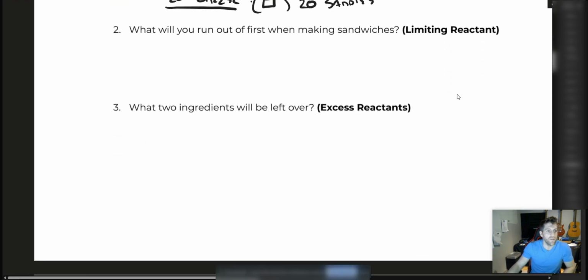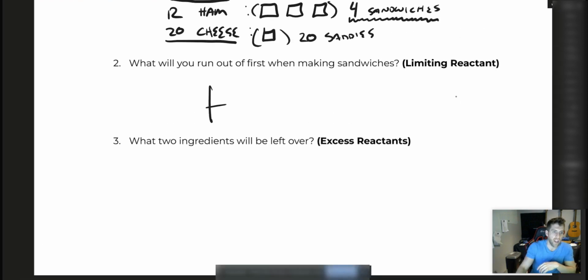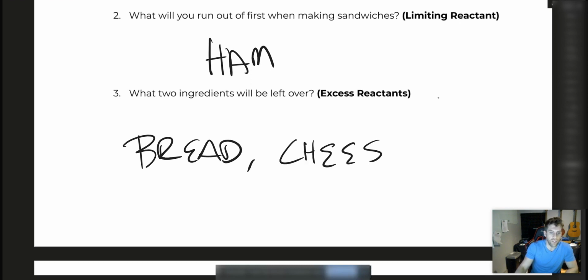Okay, what will you run out of first when making sandwiches? Well, we just said that. Ham, right? We're going to run out of ham. There's no doubt about it. And what 2 ingredients are left over? Well, we got a ton of bread, and we got an absolute ton of cheese. Maybe you can make a massive pizza, bake a bunch of that cheese on that bread. Awesome. But either way, that is what we have left over.